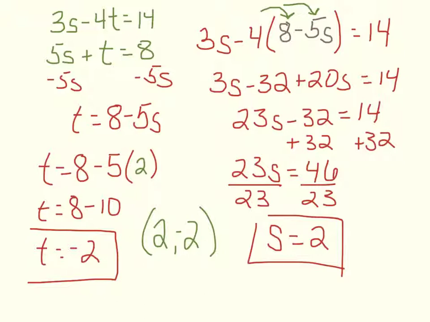And if you want to check your work, you take the information for t and the information for s, plug it in, and make sure that both equations are satisfied, and then you've done it right. So real quickly, 3 times 2 is 6, minus 4 times negative 2, so that's 8, so 6 plus 8 is 14, so we're looking pretty good. 5 times 2 is 10, minus 2 is 8. So it all checks out, and you've done it correctly.